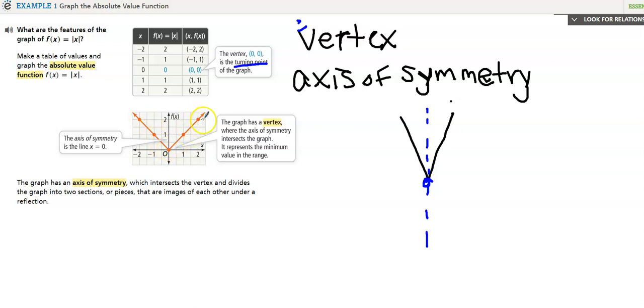The reason it looks like a V is because with absolute value, you have both your positives and negatives. So it's going to have both of those values. Okay. The axis of symmetry is x = 0. This is our axis of symmetry right here. If I can draw those lines. The graph has a vertex where it intersects. Okay. This is representing our minimum value, the smallest number in our graph. And it comes up with these two pieces here, left and right, which are reflections of each other.